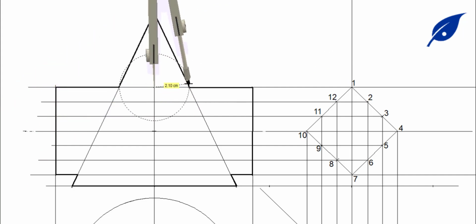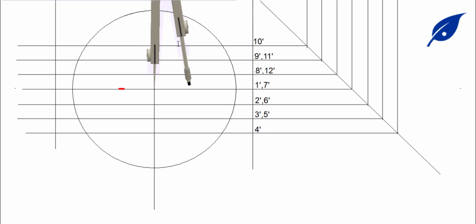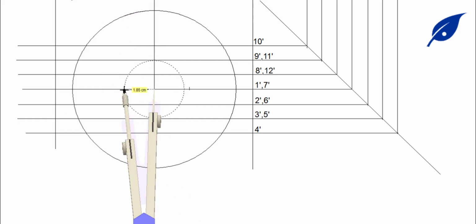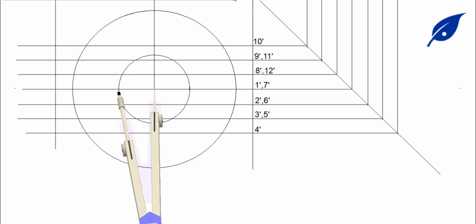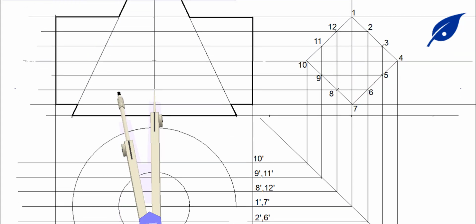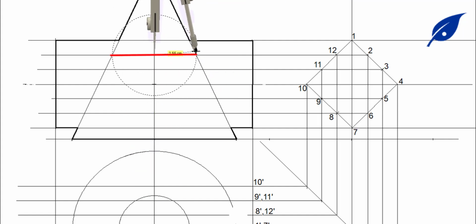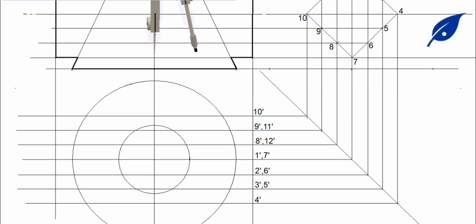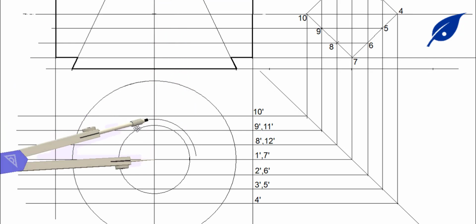So from this midpoint to this edge, we measure it, then transfer the length down to the midline, which is the line 1 dash, 7 dash. I will draw the circle this way. Then we'll go up, measure the line for 2 and 12, then come to the midpoint here again, then draw the circle.